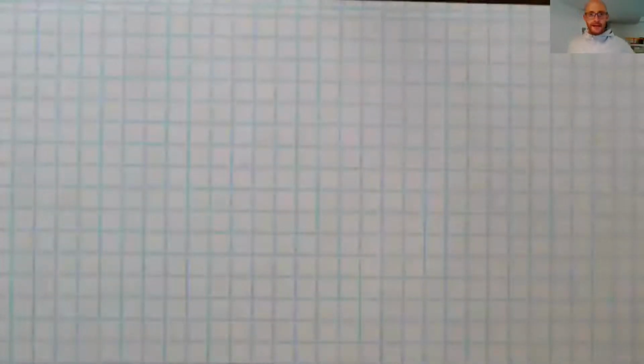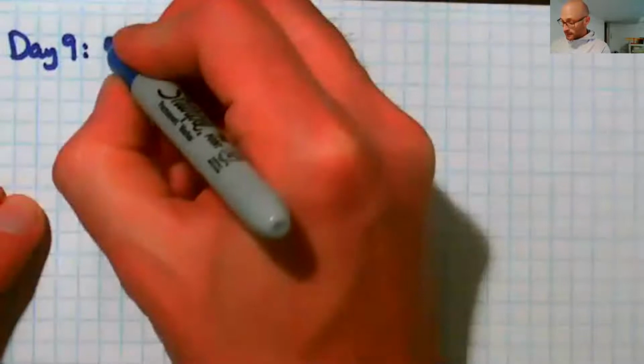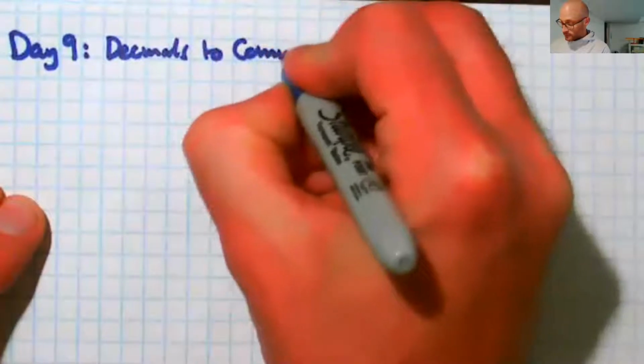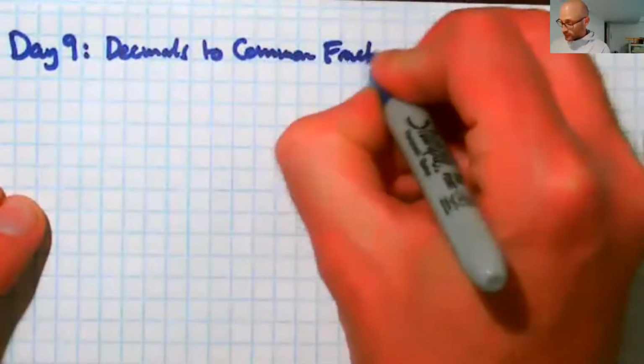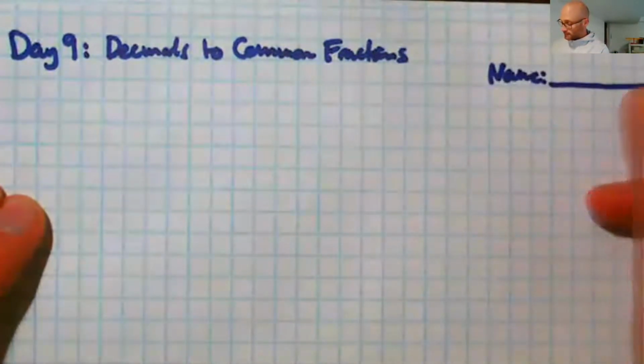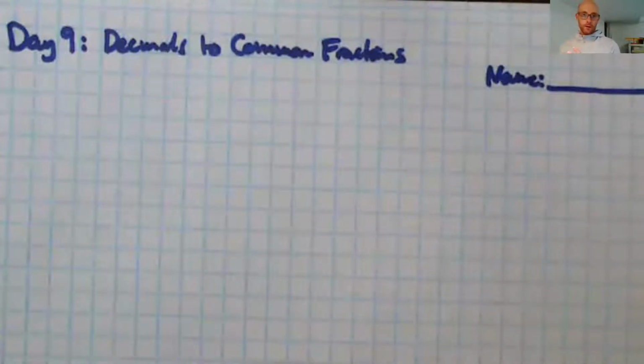So the first thing we need for our day 9 activity page is our title in the top left-hand corner. Day 9, decimals to common fractions, and a space for our name over on the side. And the first thing that we're going to do is create a section where we can write some of our common fractions, and then we're going to leave a blank for the decimal form of that fraction. It's something that we're going to write very first at the top of our page, but we're not going to fill it in until the end of our activity today.